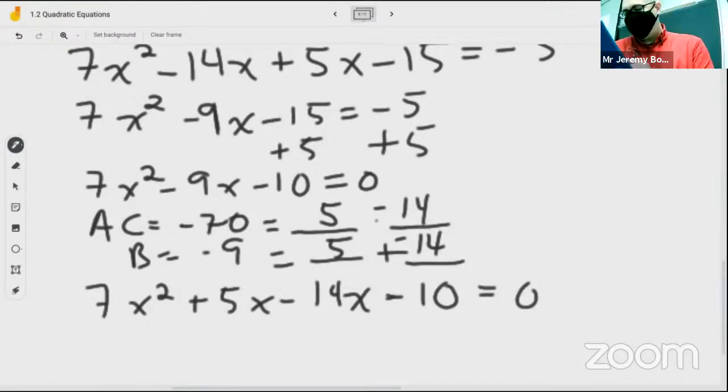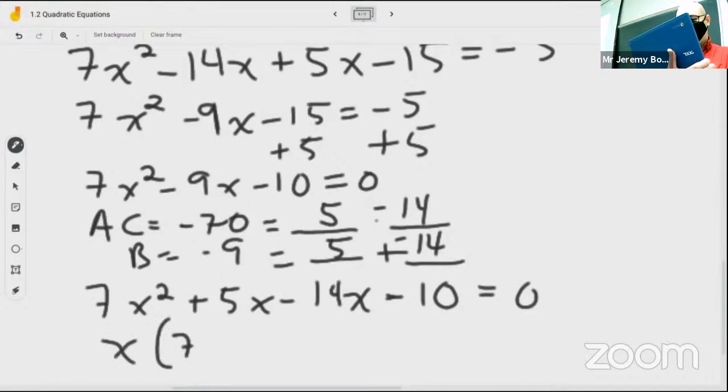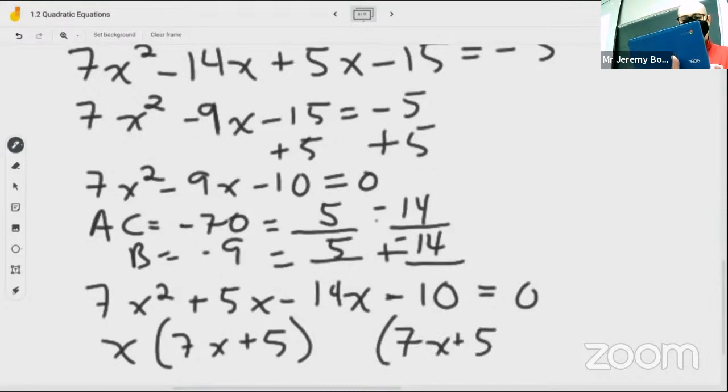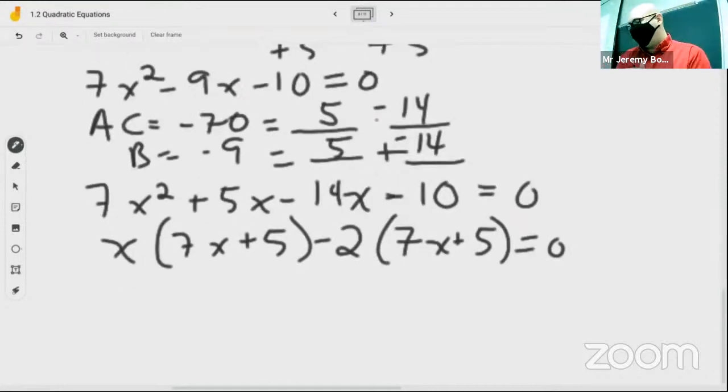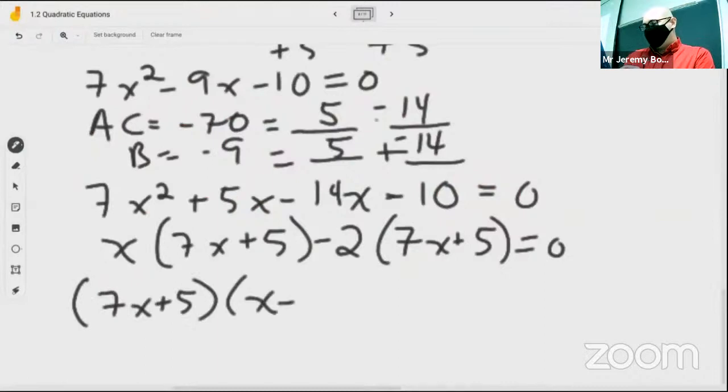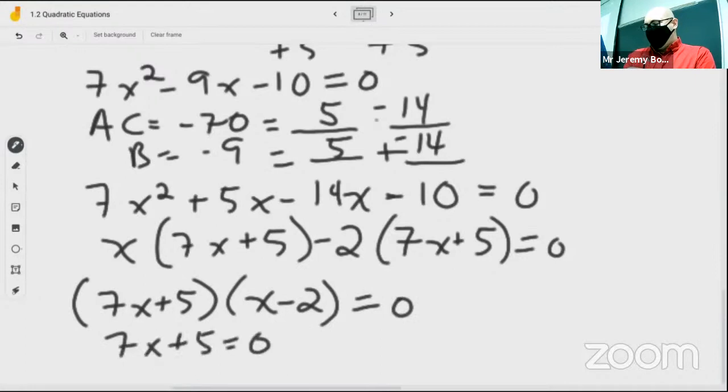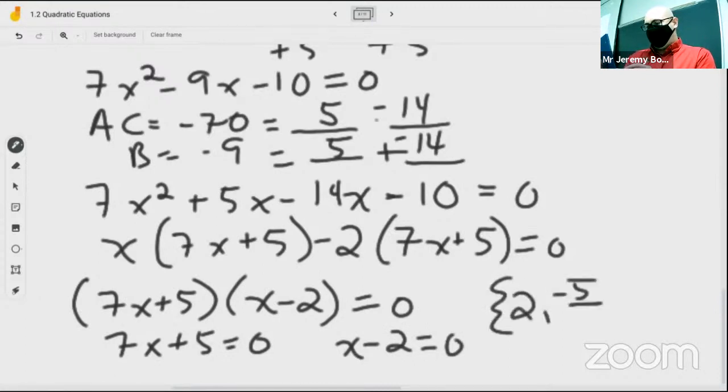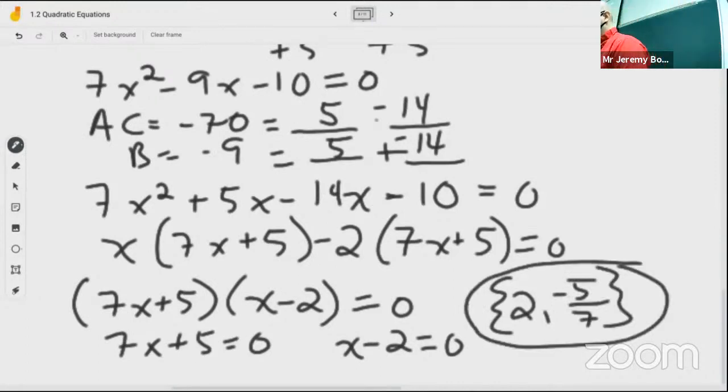What can we factor out? That first pair, just an x. Left with 7x plus 5. I want a 7x plus 5 here. So we're going to have to factor out what? Negative 2. And so what we're going to get is 7x plus 5 times x minus 2 is equal to 0. That means either 7x plus 5 is equal to 0 or x minus 2 is equal to 0, which is going to give us a solution set of 2 and negative 5 over 7. Those are both in our domain that we found earlier, so we are good.